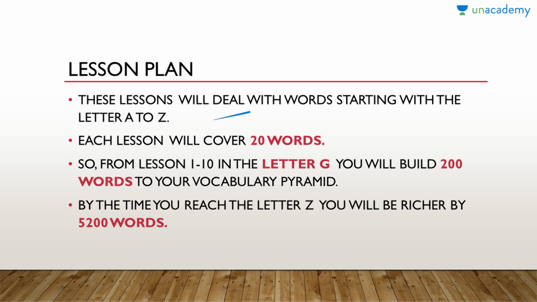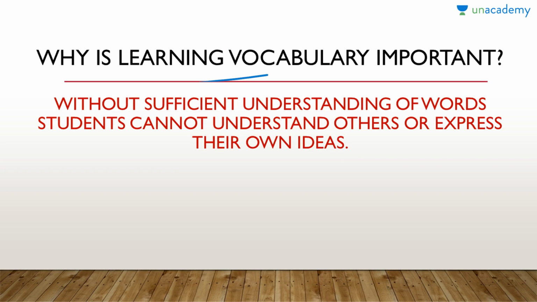Lesson plan. These lessons will deal with words starting with the letter A to Z. Each lesson will cover 20 words. So from lesson 1 to 10 in the letter G, you will build 200 words to your vocabulary pyramid. By the time you reach the letter Z, you will be richer by 5,200 words, and not to mention the words you already know. Why is learning vocabulary important?